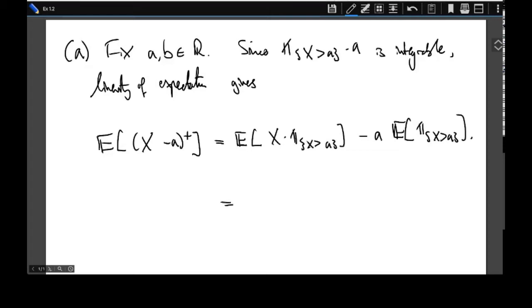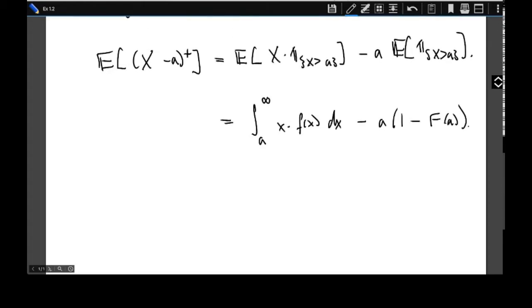This, since X has a density function little f, can be written on the left hand side as the integral from a to infinity of x against the density, and on the right hand side a multiplied by simply 1 minus capital F of a, the cumulative distribution function. So the CDF always exists, density doesn't always exist, but in this situation we've been given that it does. And that's just by definition, and since the expectation of an indicator is a probability.